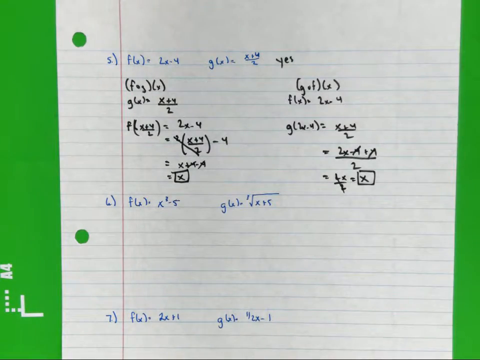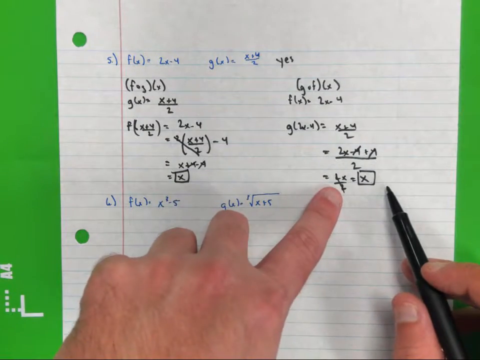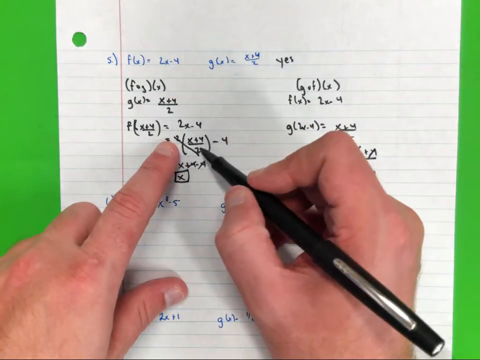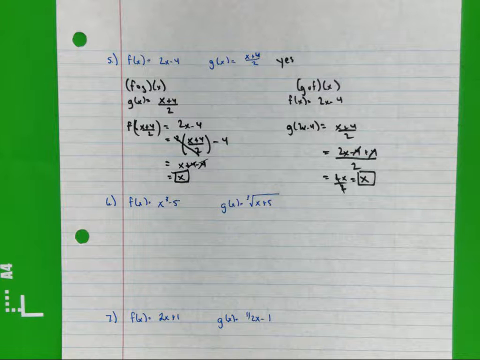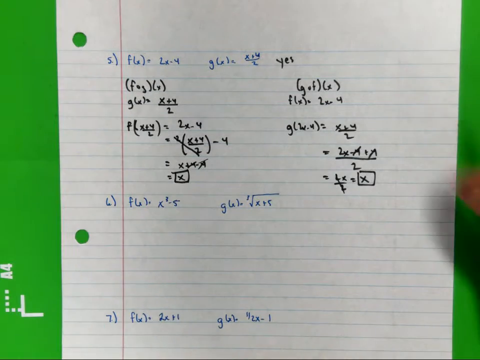I box my x's in. Yeah, you're talking about this one here or over here, Jack? Yeah. First one, yeah. The 2's cancel out, and then your 4's cancel out. Why don't you do 6 right now? Go ahead and do 6.